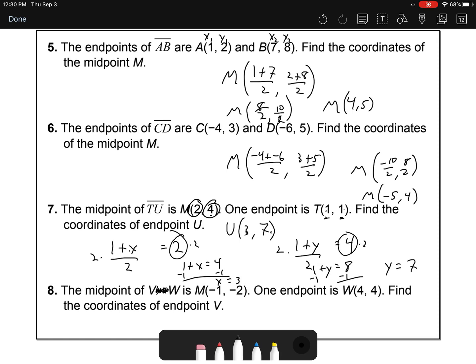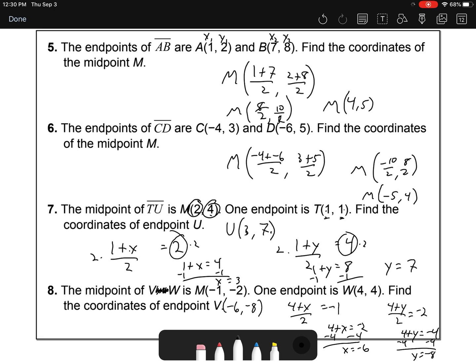Okay, now, again on 8, we got a typo there. We know the midpoint is (-1, -2), and the endpoint is (4, 4). So we know that 4 plus x divided by 2 is -1, and 4 plus y divided by 2 is -2. So we double both sides, and you get 4 plus x equals -2, 4 plus y equals -4. Subtract 4 on both sides. So you should get -6, -8, I believe. So V is (-6, -8).